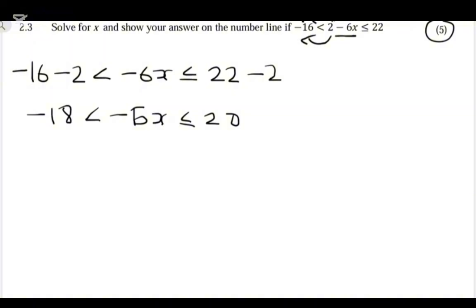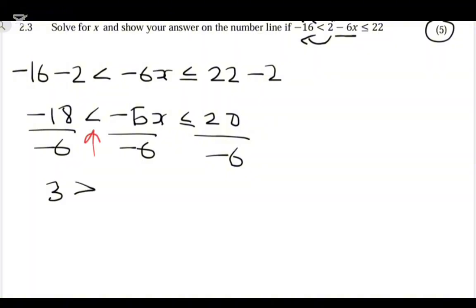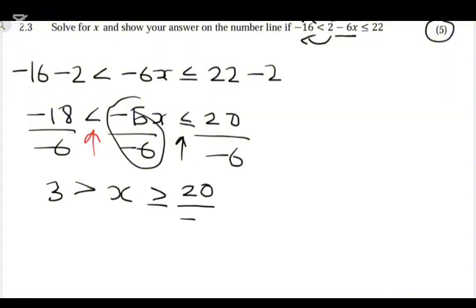So we're going to do it here. We're going to divide both sides by negative 6, negative 6 and negative 6. If you divide this one down, that's going to get 3, and this sign is going to change. It's going to look the other way, like this. And then these are going to cancel each other out. We're going to be left with x. Also this inequality is going to change. It's going to look the other way because we divided by a negative. So we're going to be left with 20 over negative 6.